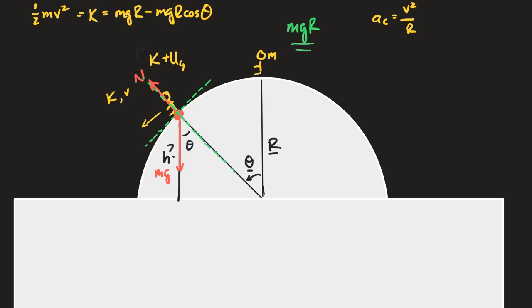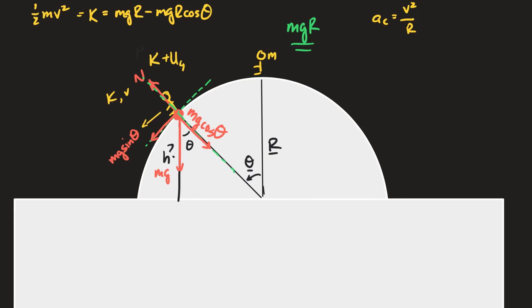So you should be able to break up the weight into its two components. Not a big deal. It's just a ramp. So mg cosine theta here. And there is a component of mg sine theta that's tangent. This is what's causing them to increase their speed.